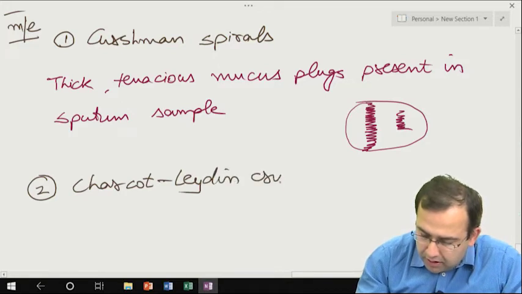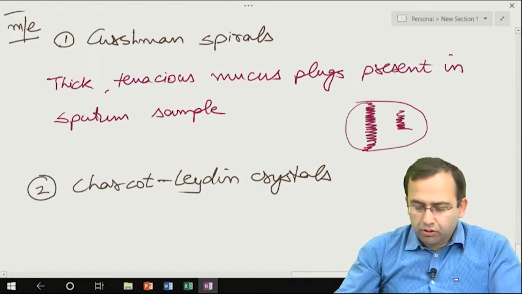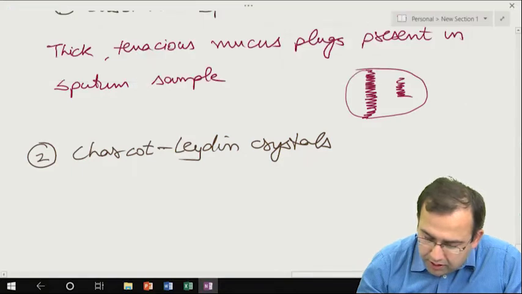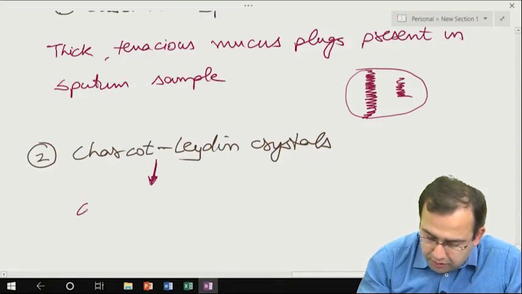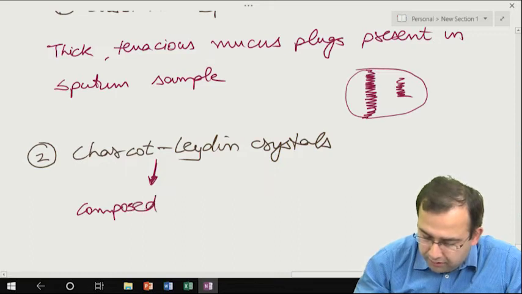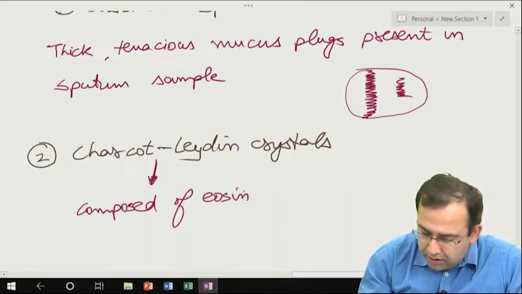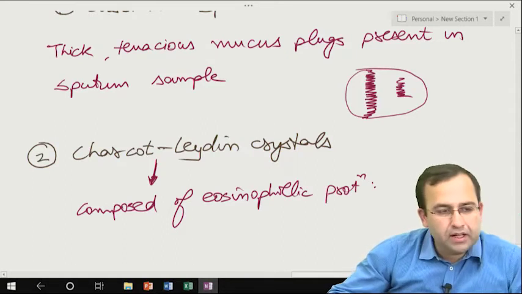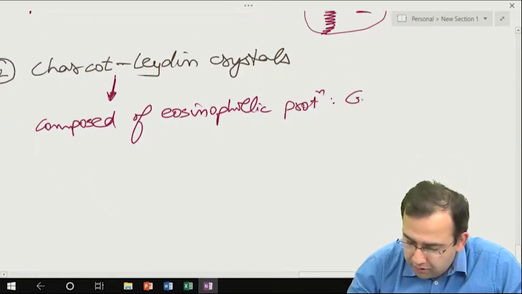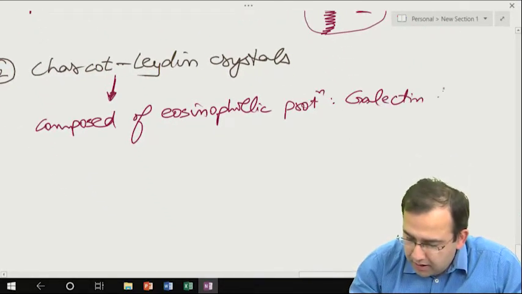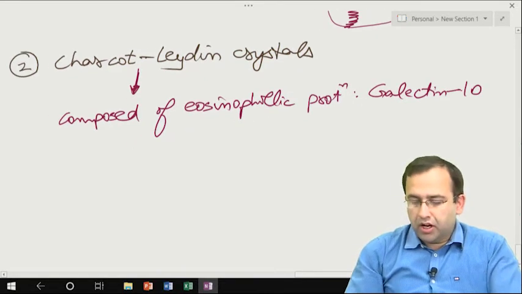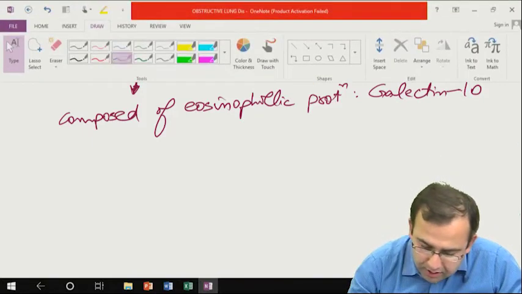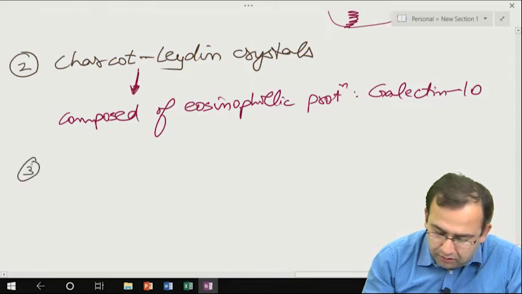The next microscopic feature is Charcot-Leyden crystals. These are composed of eosinophilic protein, an eosinophilic protein called galectin 10. Charcot-Leyden crystals.